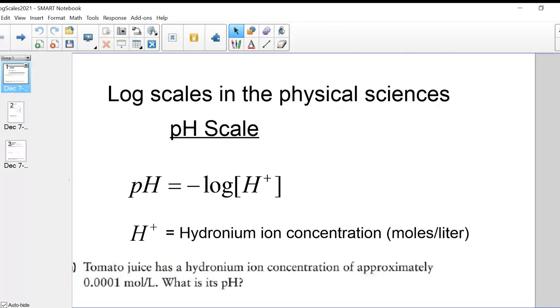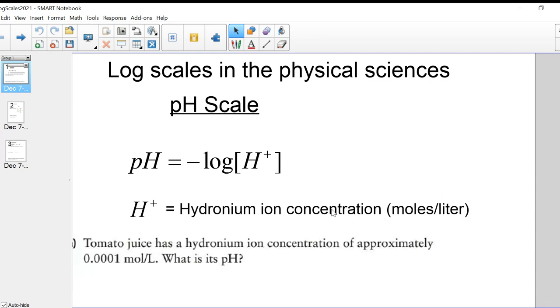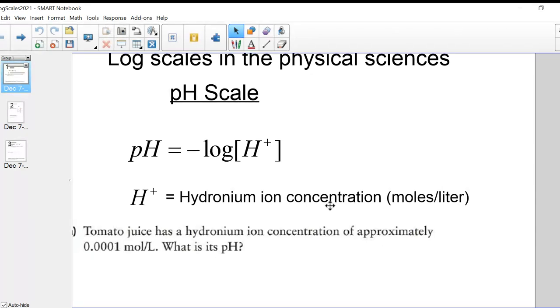What we're looking at right now is the pH scale, and the formula for the pH scale, in case you haven't learned this before, is that pH is equal to minus the log of what is called the hydronium ion concentration. What does that mean? Well, if you look at a substance like an acid or an alkaline, the amount of hydrogen ions that you have in a particular volume will determine whether that thing is acidic or alkaline.